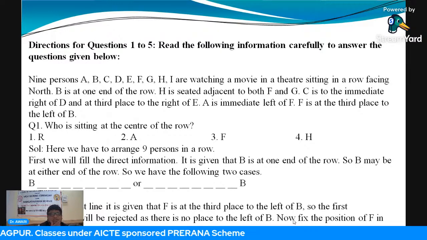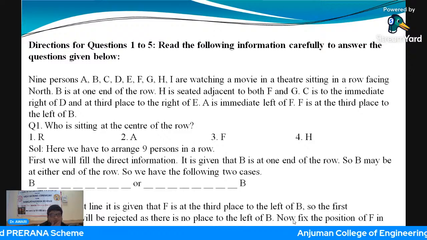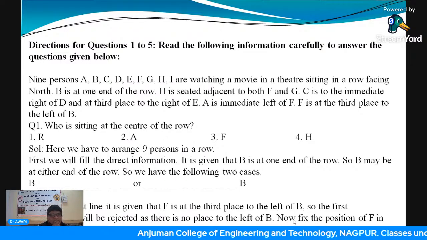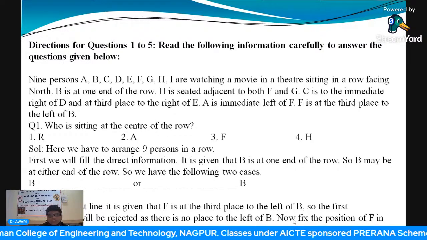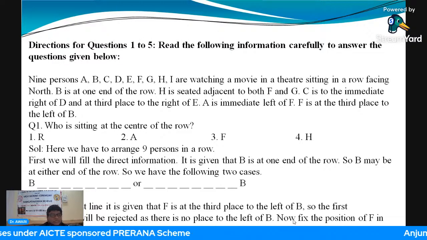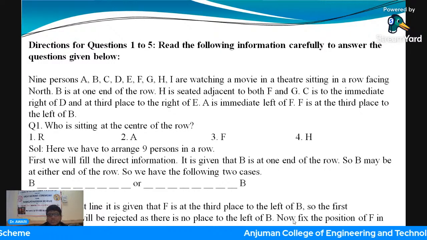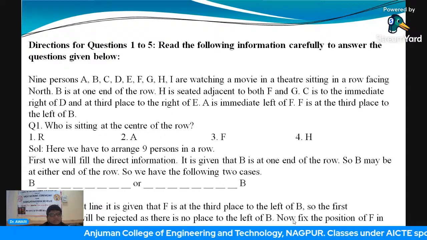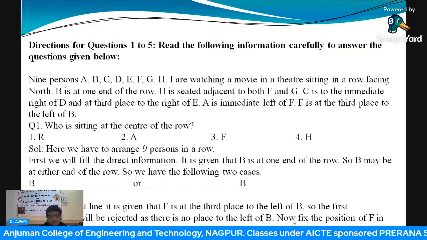Now directions for questions 1 to 5. Read the following information carefully to answer the questions given below. Nine persons, A, B, C, D, E, F, G, H, I, are watching a movie in a theater sitting in a row facing north. Read the question carefully. B is at the end of the row.